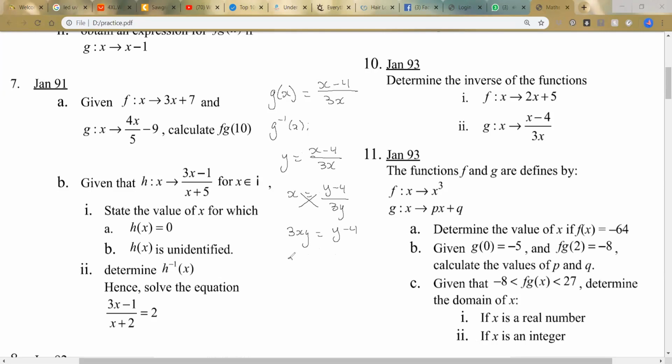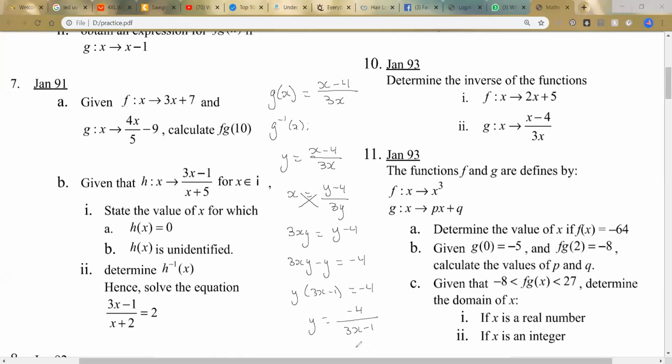Then we'll have 3xy minus y being equal to -4. Factorize that, we'll have y times (3x minus 1) equals -4. So it'll be -4 divided by 3x minus 1.